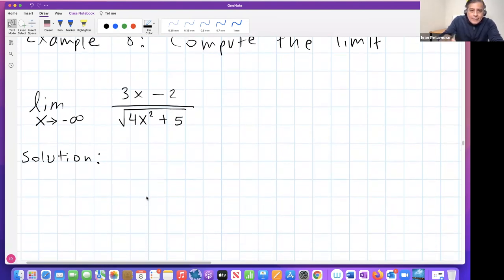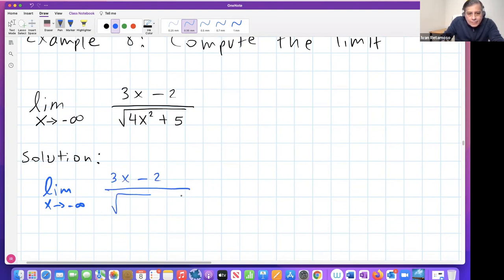All right, so we start again by saying, okay, I have to compute this, right? The limit as x approaches negative infinity of 3x minus 2 over the square root of 4x squared plus 5. But right away, I noticed that x is negative now. Why do you say that, professor? Because x is close to negative infinity, so it has to be negative. So we have this rule: the square root of x squared is equal to negative x, since x is negative.